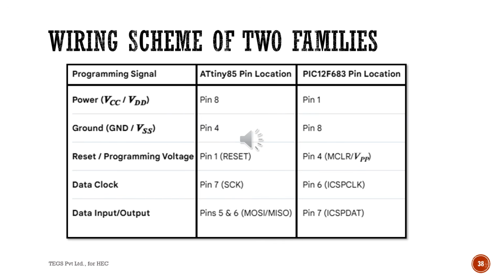Wiring scheme of the two families. The VDD and VCC denote the positive power supply. Ground, VSS, denotes the ground power supply. Reset, programming voltage, and data clock, data input output pins are defined in this table.